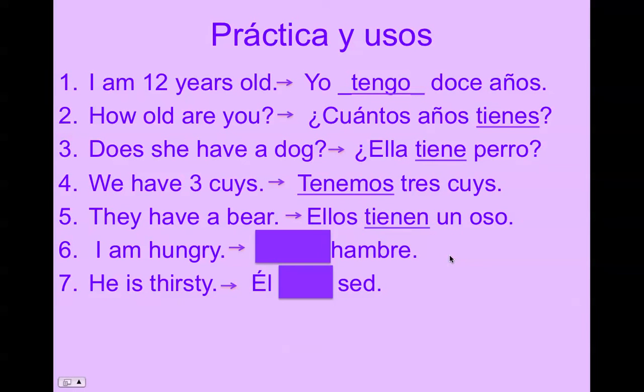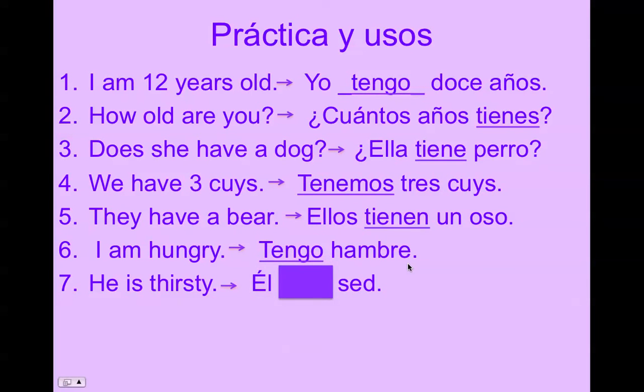So you can use tener, like I just said, to talk about age, to talk about items or things that people have. You can also use it to express if you're hungry or thirsty, because in Spanish we don't say that I am hunger. We would say I have hunger, or he has thirst. So we're going to use I have, and then the word for hunger, hambre. It's tengo hambre, means I'm hungry.